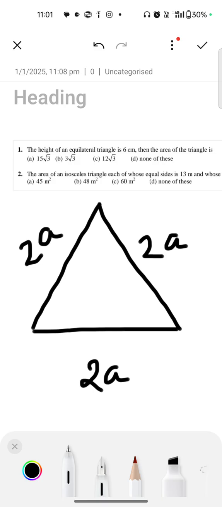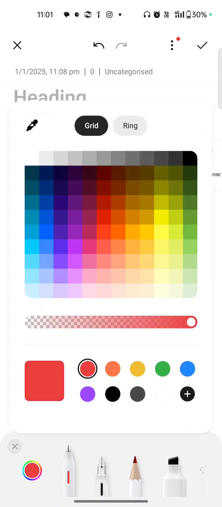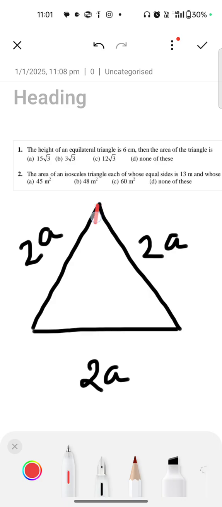We need to find the area of the triangle. If we apply Heron's formula here, we will not be able to find the area because a is the unknown value here. We need to find the value of a. What is given here is the height of the triangle. Height is actually the perpendicular height, so I can make the perpendicular height like this here.